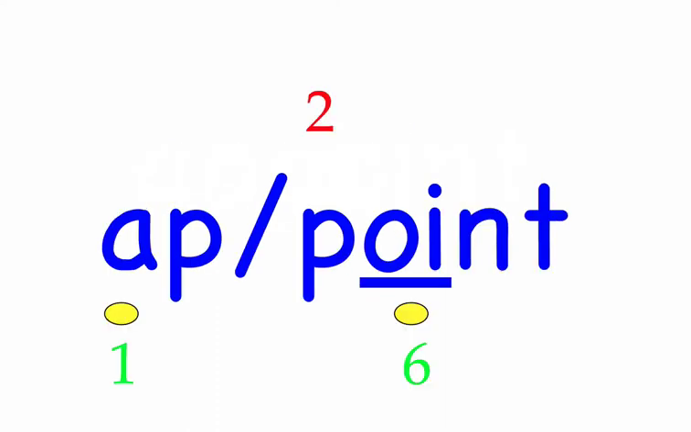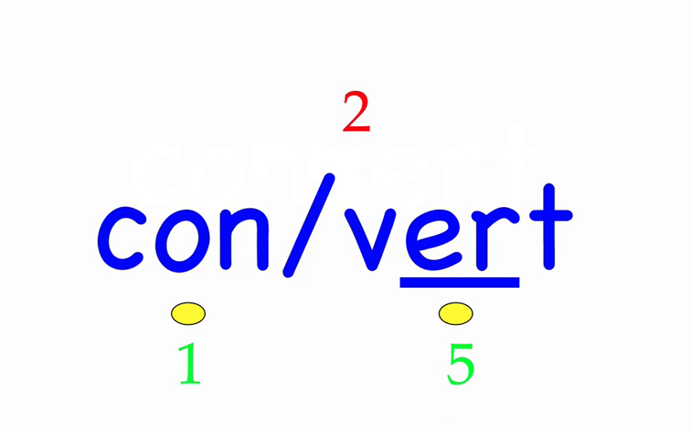Appoint. Row 7, convert. Convert. We will convert this railroad track to a bicycle path. Convert. Con, three sounds. K, o, n. Vert, three sounds. V, er, t. Convert. Mark the word. Convert.